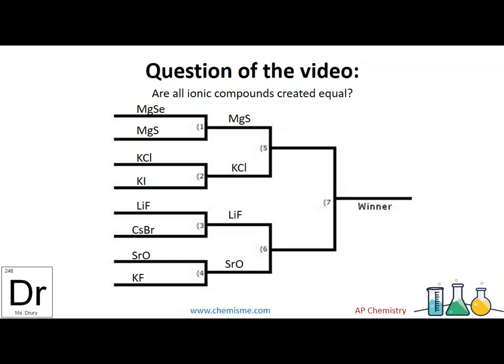And SrO, different reason though. SrO has a higher charge, so charge trumps size, right? Charge is more important because it's transferring more electrons. Now we only have 4. Let's see who we can get here.